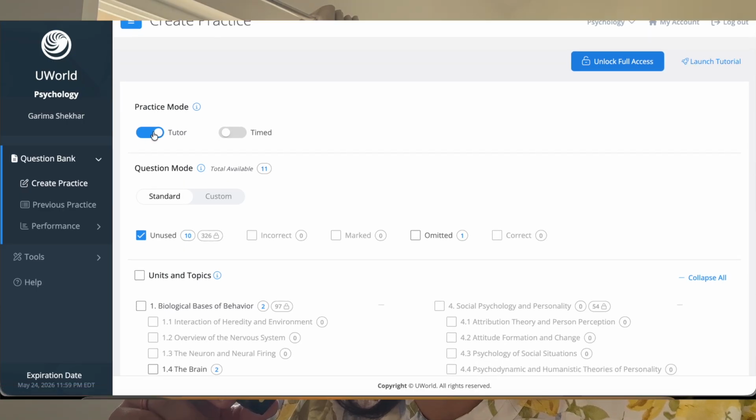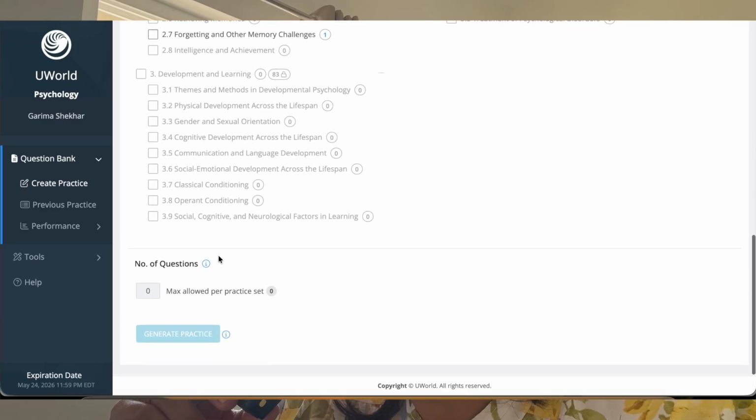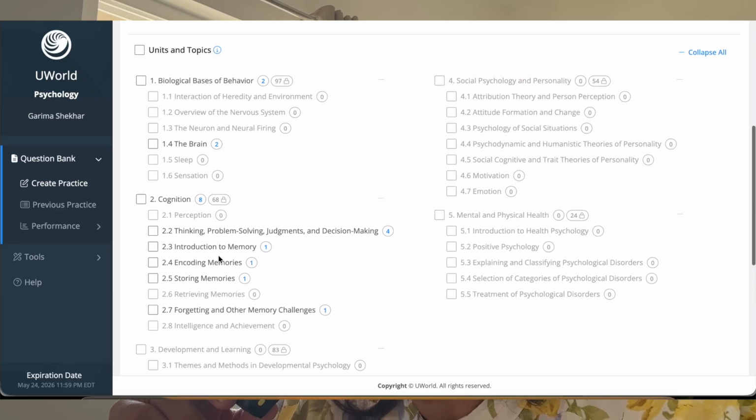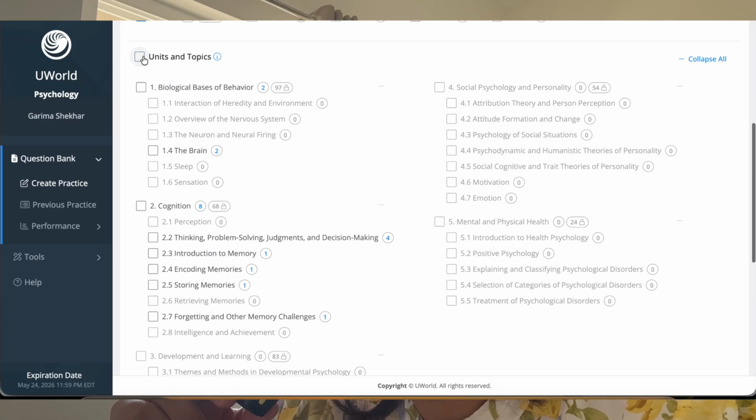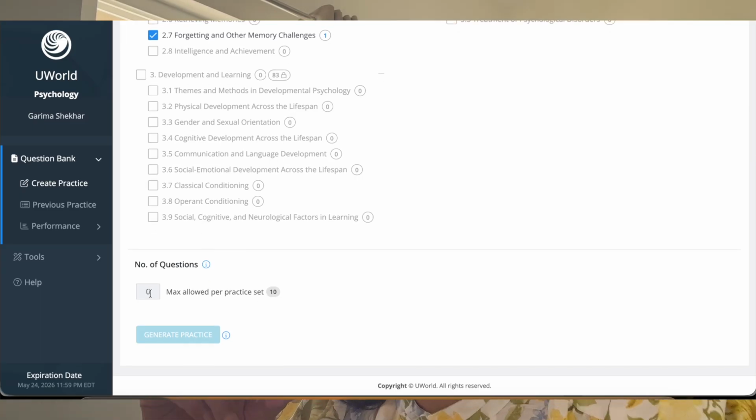You can do a tutored practice, you can have the tutored practice mode on, or you can do the timed one. Now, in the 30-day strategy, the last 10 days, I would suggest you use the timed mode more often. Here's your question mode, and these are the unit topics. As you're aware, there are 9 units for psychology. So you can choose the unit topics that are of relevance to you and choose the number of questions that you want, and then generate a practice test for yourself.